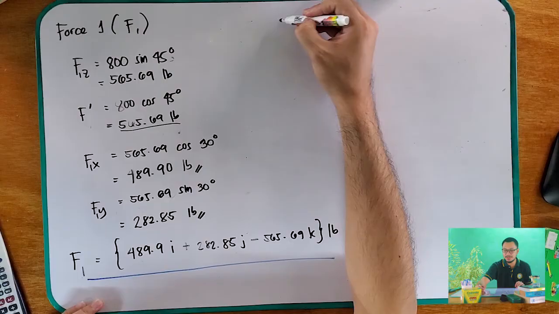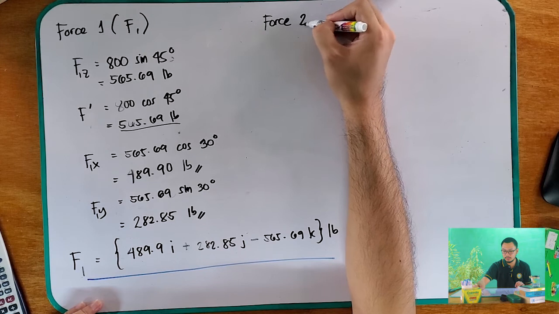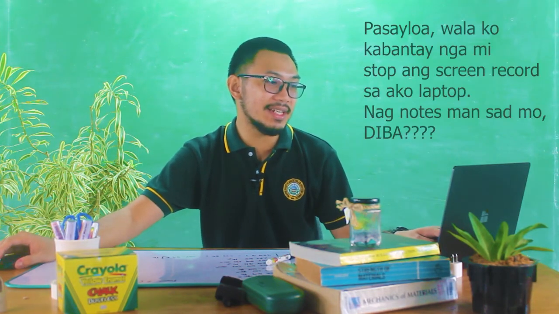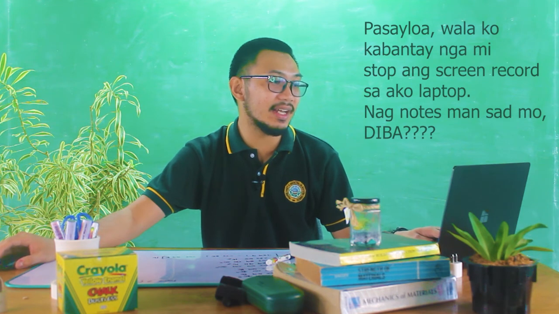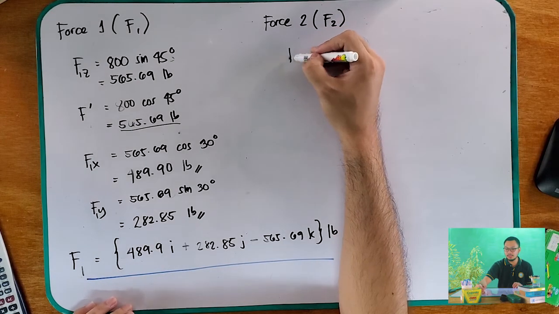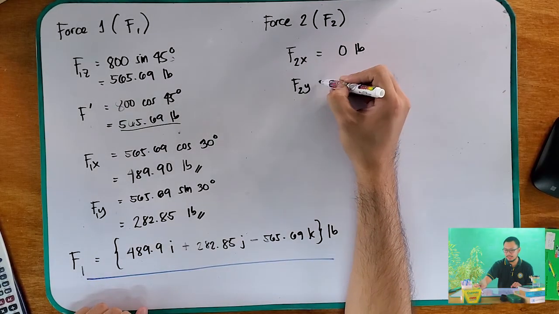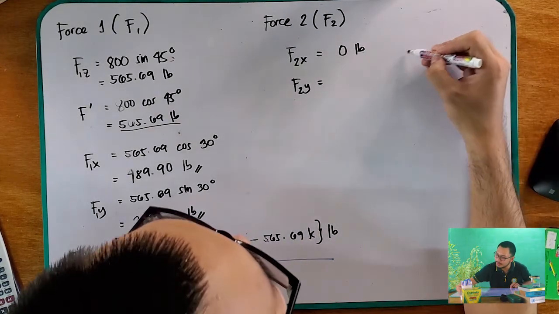How about on your force 2? Or your F2? So in this case, as you can see, tungod kay kani nga force is just directed on the YZ plane. It doesn't go on your X. So therefore, you can just immediately conclude that your F2X is just equal to 0 pounds. Again, kay wala siya X component, kay naa siya sa atong YZ plane, ang atong force. Okay? O, ato unahon ang atong Y component.